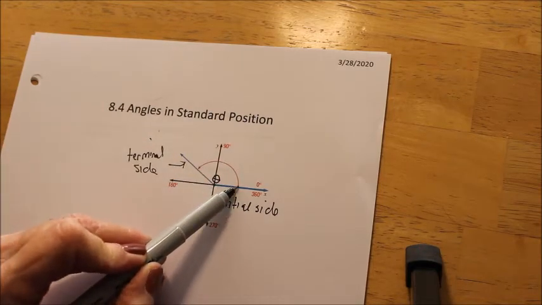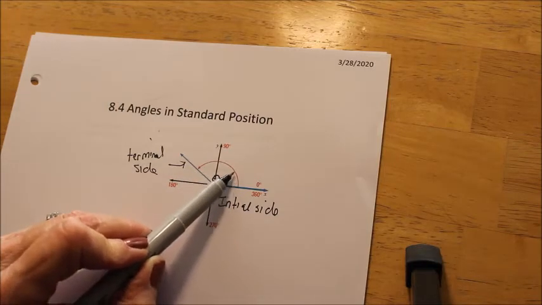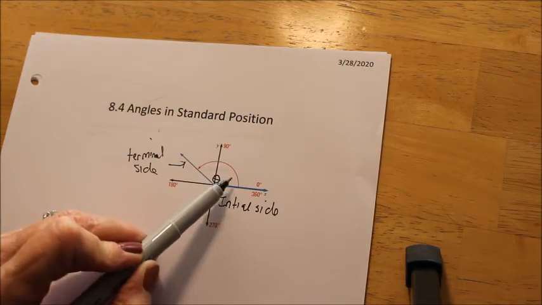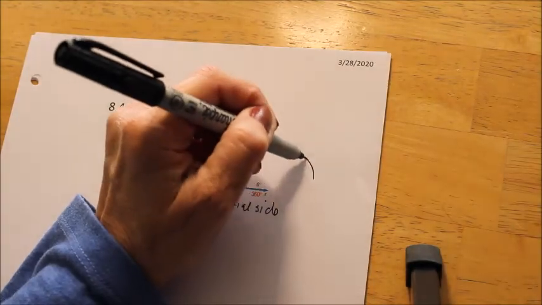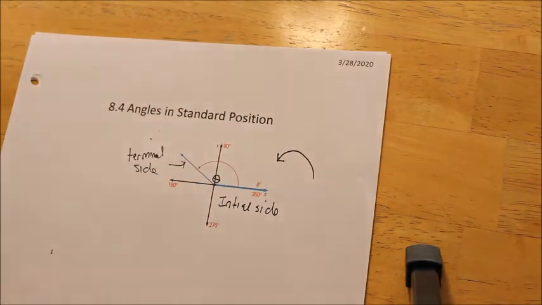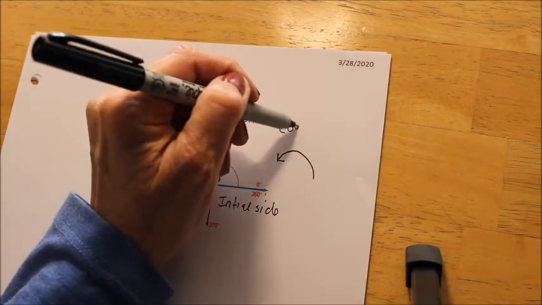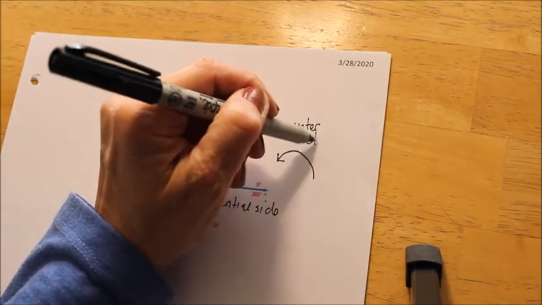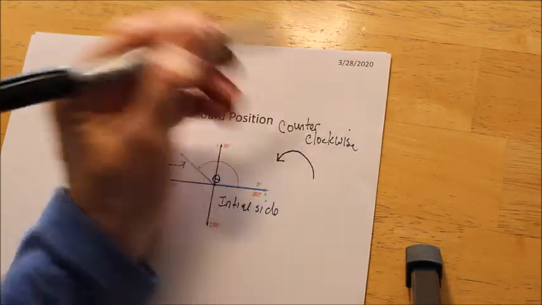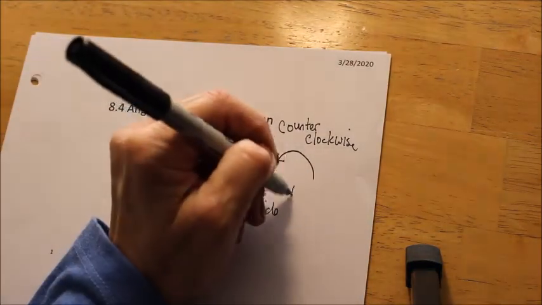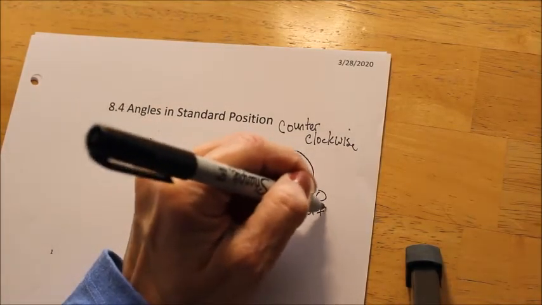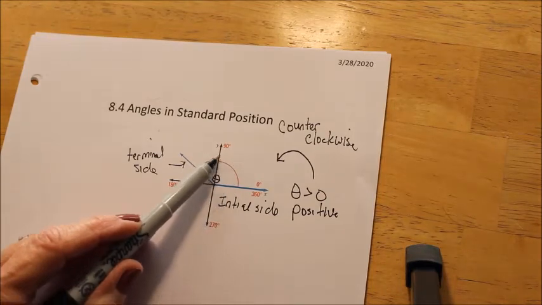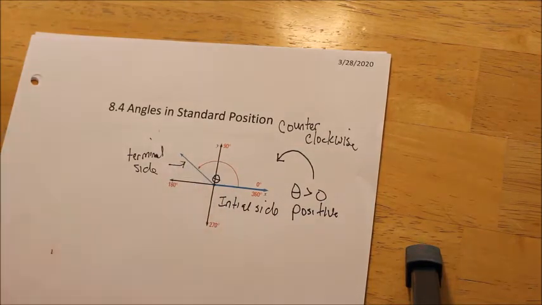Well, notice in this particular example, this red arrow here, as it's going around, it's pointing in this direction. Oftentimes you have to know which way you're going, and we call this counterclockwise. That is if your theta is greater than 0. If your angle measure is positive, you're always going to be going in the direction of counterclockwise.